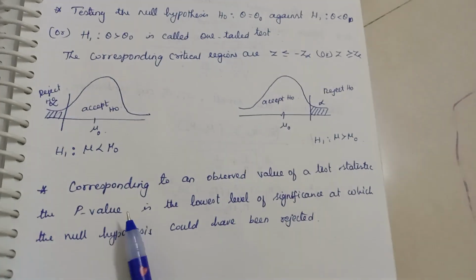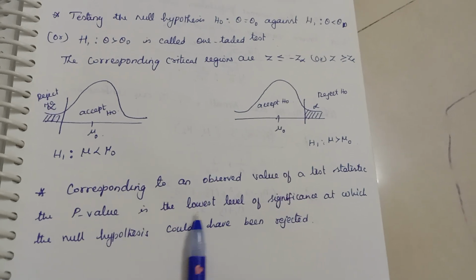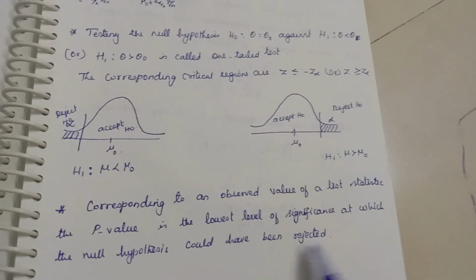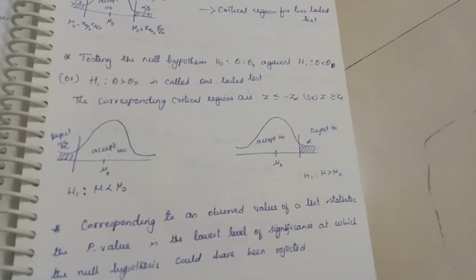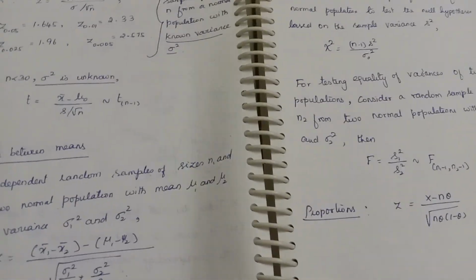So this is the hypothesis for mu less than mu naught, here for mu greater than mu naught. Okay, corresponding to the observed value of the test statistic, the p-value is the lowest level of significance at which the null hypothesis could have been rejected. Okay, I am not going to do the problems here, only the concepts are discussed in this video.